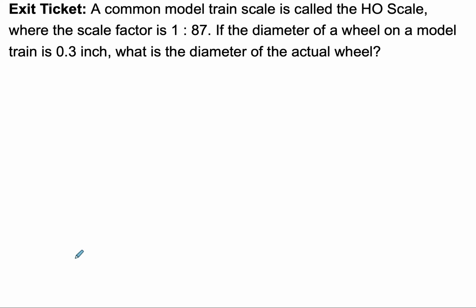Okay, last one to try here. Common model train scale is called the HO scale, where the scale factor is 1 to 87. Notice that's scale factor and not scale. There are no labels with that number. If the diameter of a wheel on a model train is 3/10 inch, what is the diameter of the actual wheel? All right, go ahead and pause the video and try this one on your own.